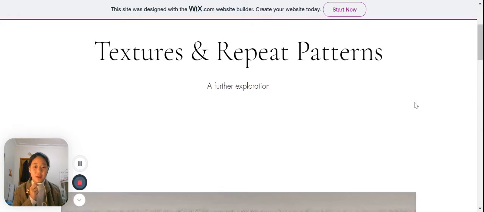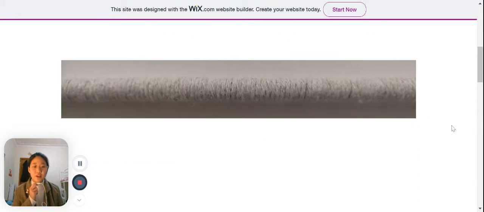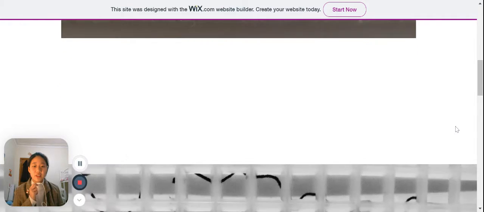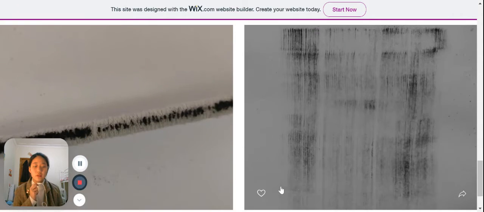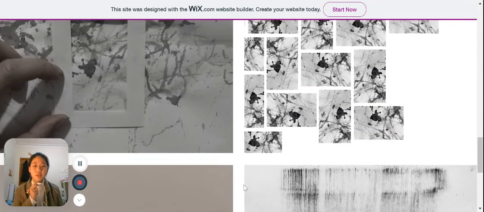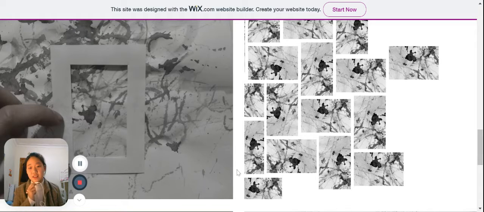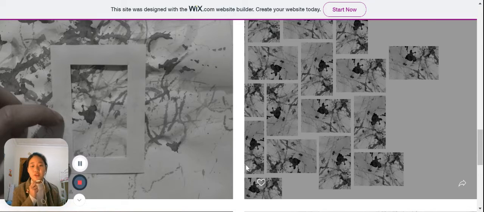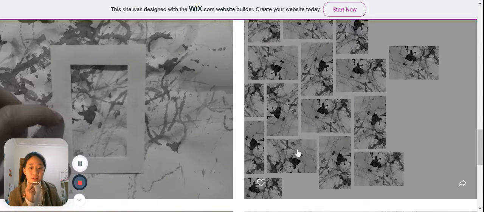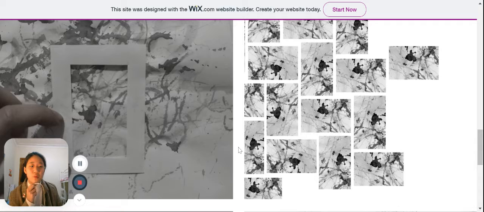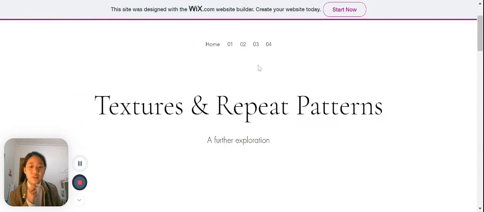So textures and repeat patterns allowed me to further explore this concept and further understand the sound. These are some of the works here. I really like this technique that I used here, which is cropping out just a portion of the initial artwork that I made in part one, and putting that in different directions, and seeing how that can form a pattern in itself and become a work of its own. That was very interesting to explore.